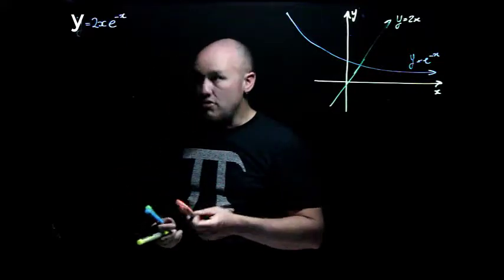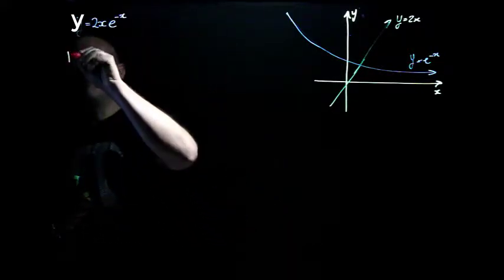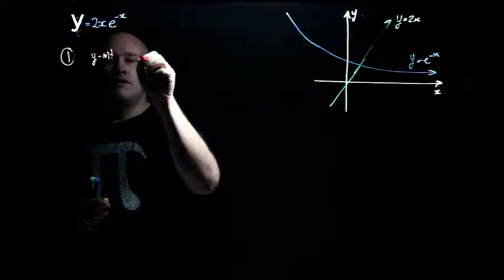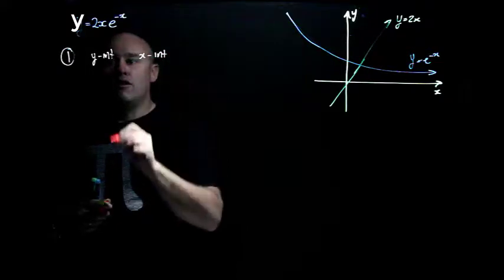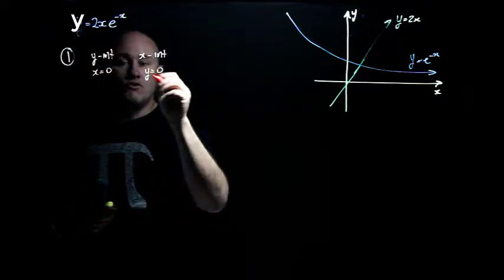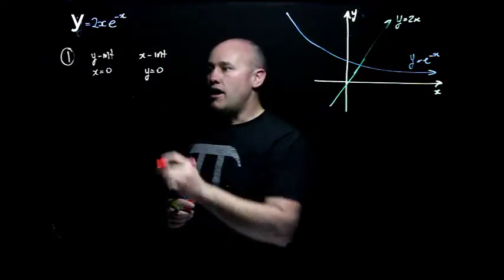So the first thing to determine is y and x intercepts. We'll do this as number 1, y intercepts and x intercepts. Now y intercepts occur when x equals 0, x intercepts occur when y equals 0. So we can start with that and determine these.